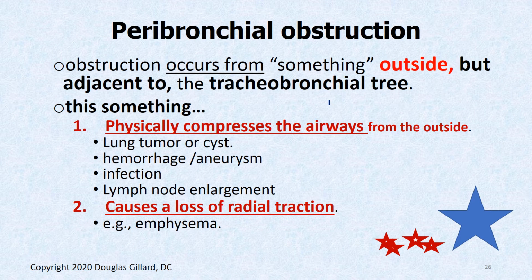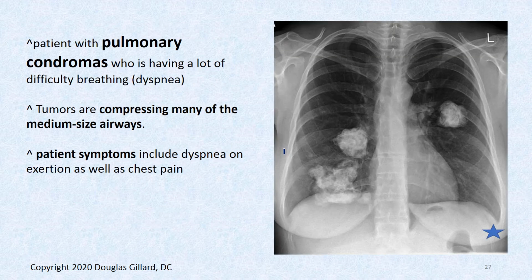Peribronchial obstruction, so this is outside. We talked about the loss of radial traction, which can cause a collapse from the outside of the small airways. Or you can have a tumor or a huge aneurysm, or lymph node enlargement, that can compress the pipes of the tracheobronchial tree from the outside. What do you think of this person?